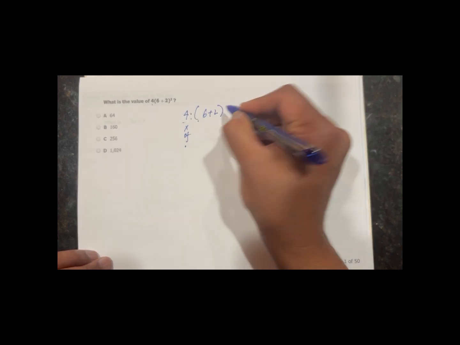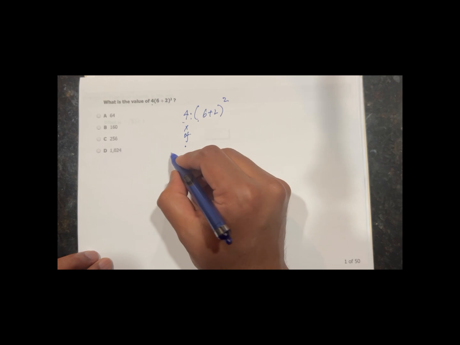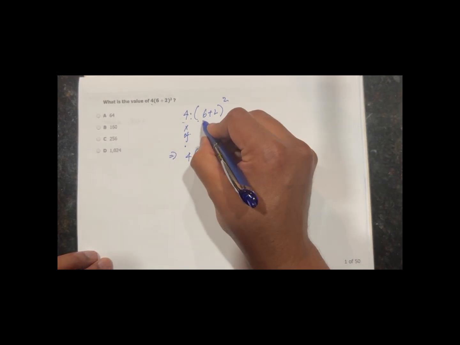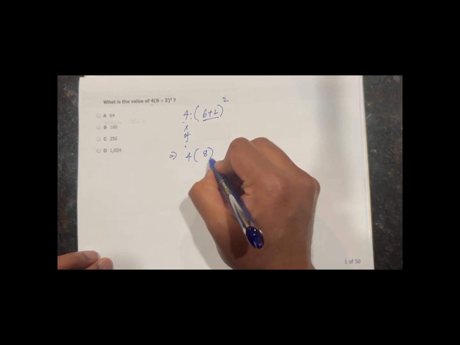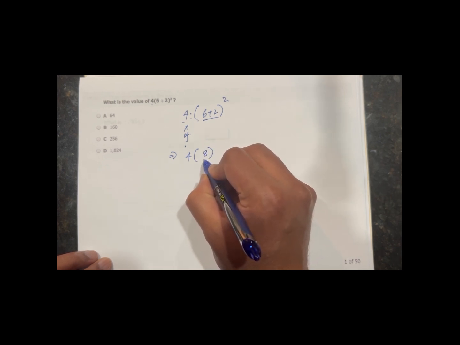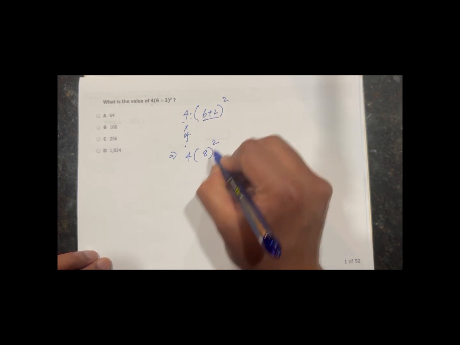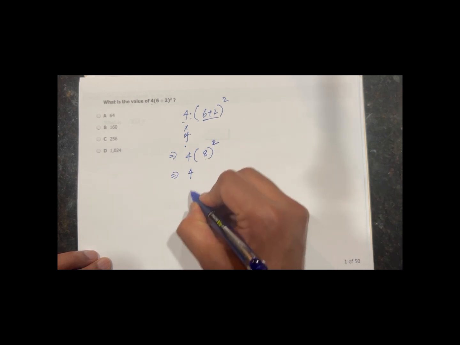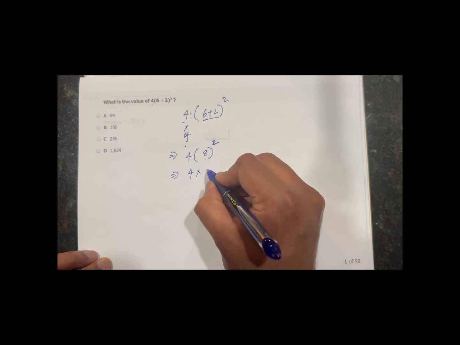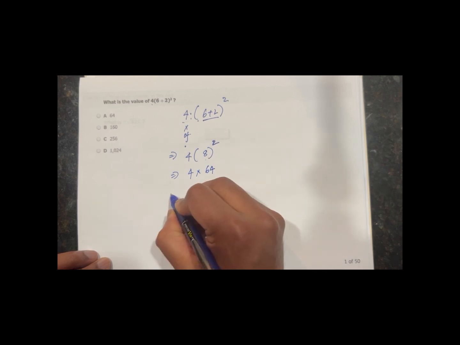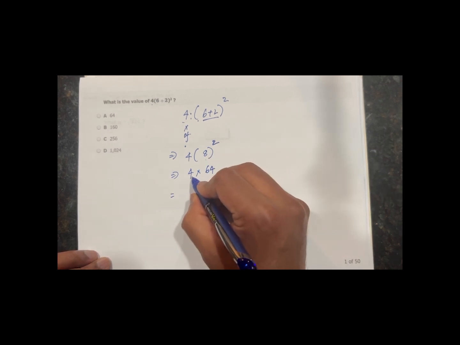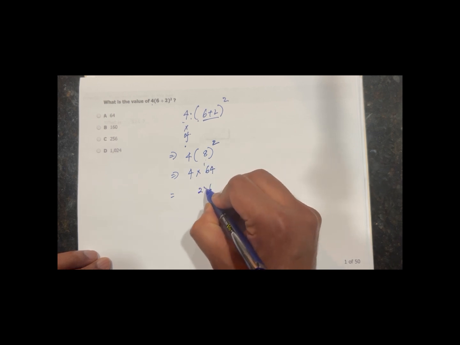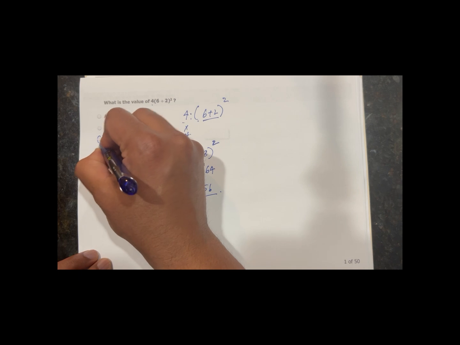4 times (6 plus 2) whole squared. Now, what this equals is 4 times the brackets. I'm just going to leave that. 6 plus 2 is 8. You always have to work with the ones in the brackets first. That's 8 to the power of 2. 8 squared is 64. Then that's 4 times 64, which is 256. That's your answer.